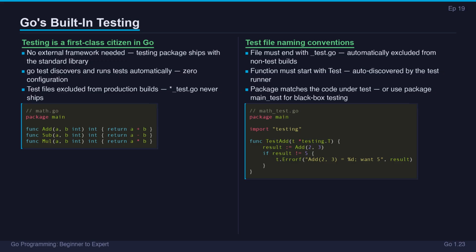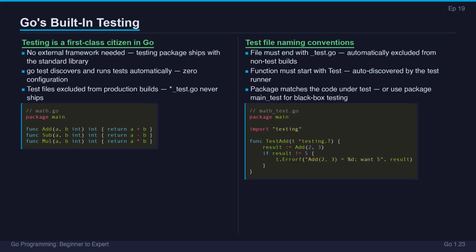A basic test function takes a single argument, *testing.T. That's the test controller. You use it to log messages, report failures, and control test execution. The simplest test calls the function under test, checks the result, and calls t.Errorf if something is wrong. Errorf works like fmt.Sprintf, it takes a format string and arguments and formats the error message for you.